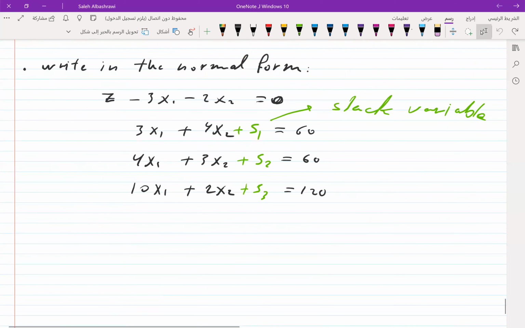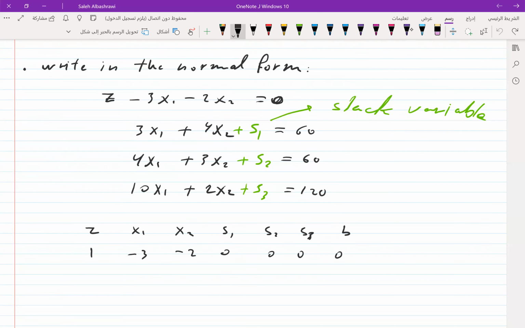Now I'm going to write this form in matrix form, or the simplex table. So we have the z variable, x1, x2, s1, s2, s3, and b, the right-hand side. For z, the coefficient is equal to 1 in the first equation. x1 is minus 3, and x2 is minus 2. We don't have s1, s2, s3, so they are 0, 0, 0, and b is 0.